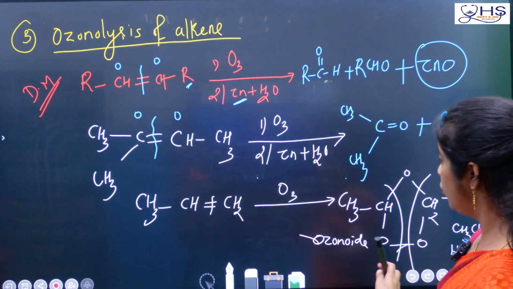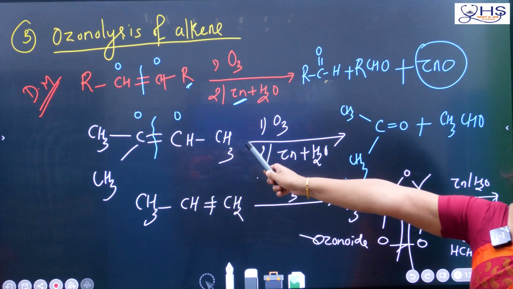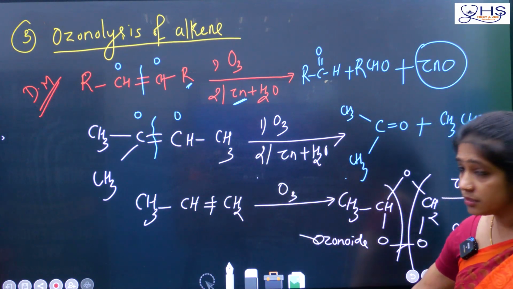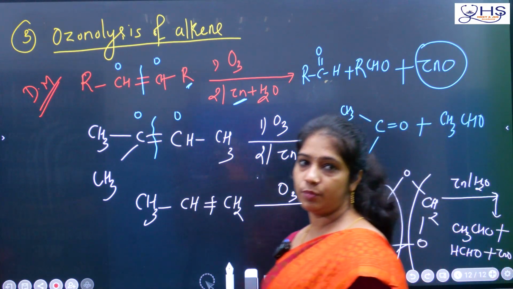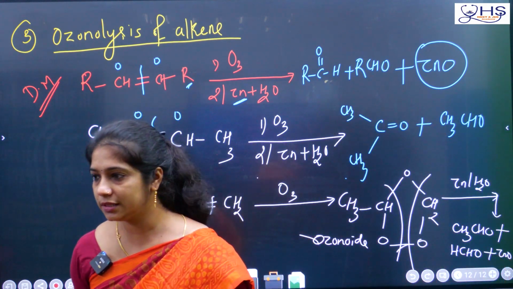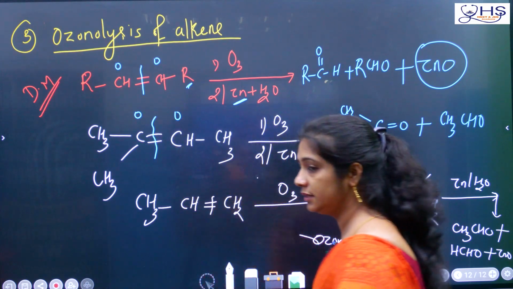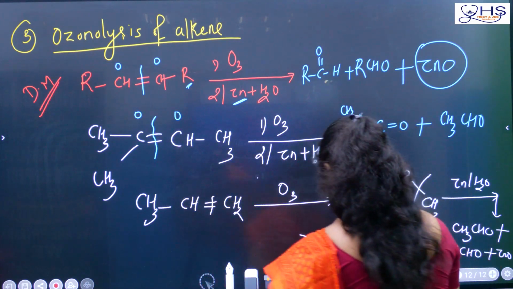Actually, if on the board they ask you to write about ozonolysis of alkene, you have to write this. Otherwise, you can directly follow the direct method in order to find the product. Now this is the third method of preparation of aldehyde and ketone. Next we will go for the fourth method.